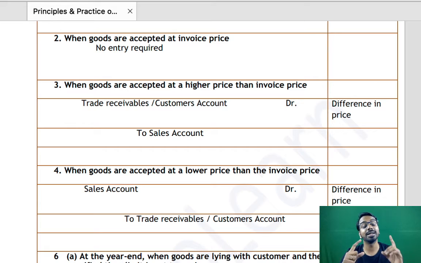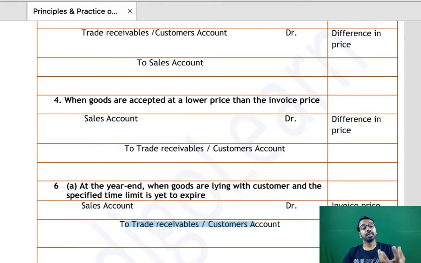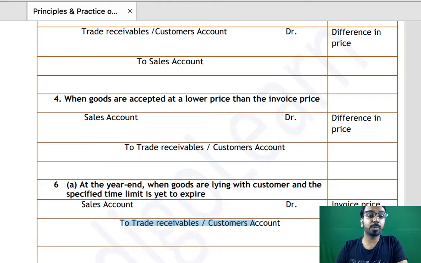So originally the sales entry was done and sales is credited. Now to the extent, let's say 40% is not sold or 40% is not accepted, and the time limit has not yet expired, for that you will debit the sales account and credit the trade receivables account. That is the first thing. So basically, to the extent goods have not been accepted, you will reduce the sales account and you will credit the receivables account. That is one.